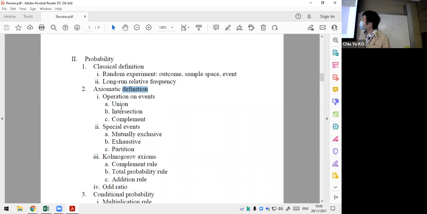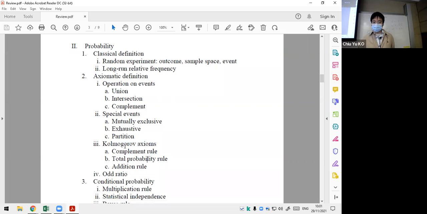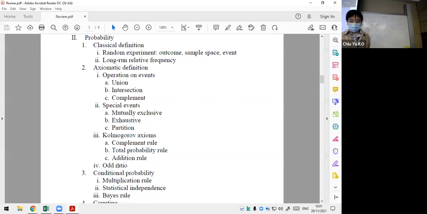That is what you learn later, right? We learn how to consider the normal distribution and so on. We actually do not look at the actual experiment, but rather we assume a certain style of probability distribution. We learn union, intersection, complement, mutually exclusive, exhaustive, and partition. A partition is mutually exclusive and exhaustive. And we learn the probability axioms. We also learn the complement rule, total probability rule, addition rule, okay? And we also learn the odds ratio.